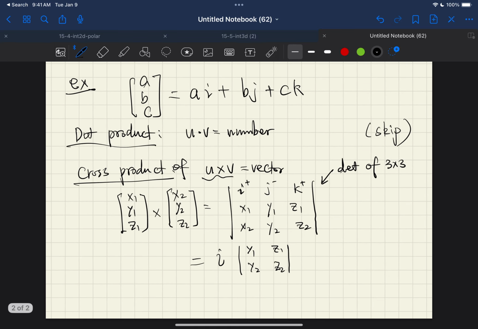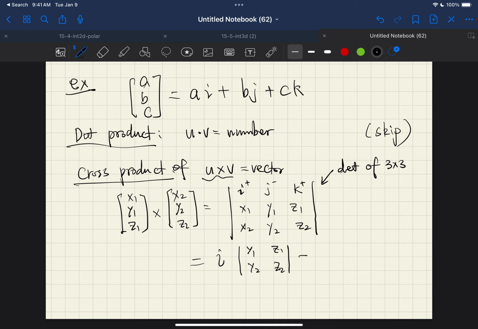And then we do negative, because j is attached with a negative sign. Its minor means you remove the j row and j column, then you have 4 numbers here. So that submatrix determinant is x1, z1, x2, z2. And now it turns to the last one, plus k. If you remove the k row and k column, then we end up with this submatrix: x1, y1, x2, y2.